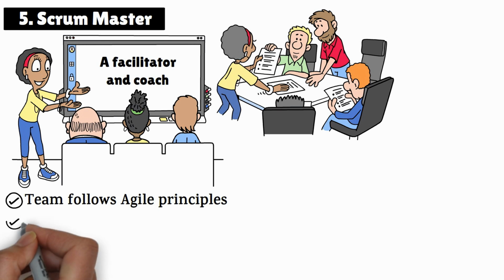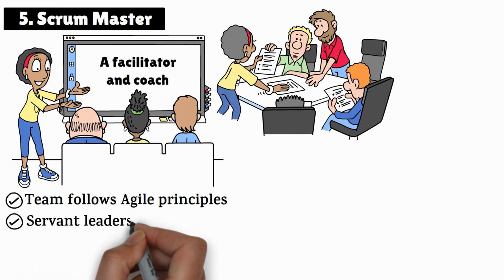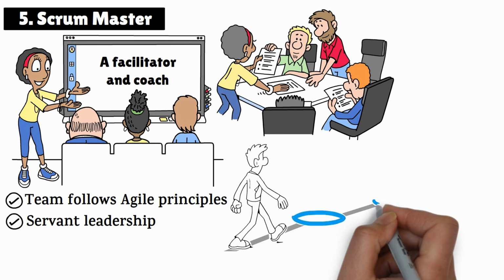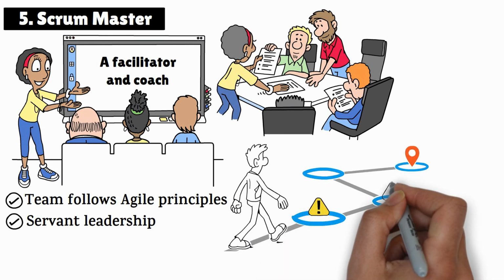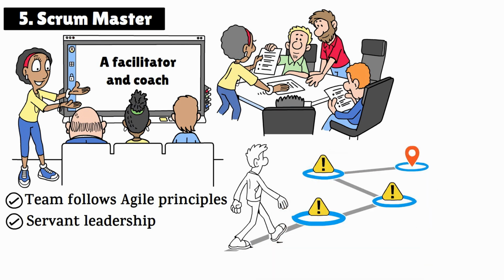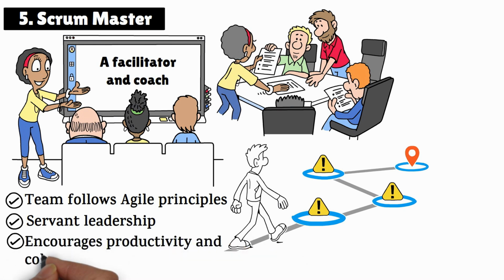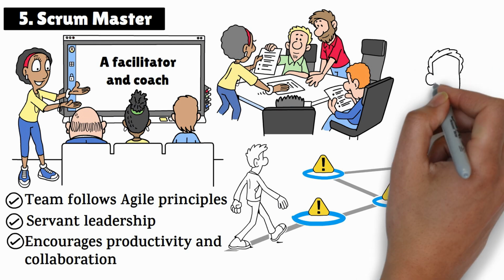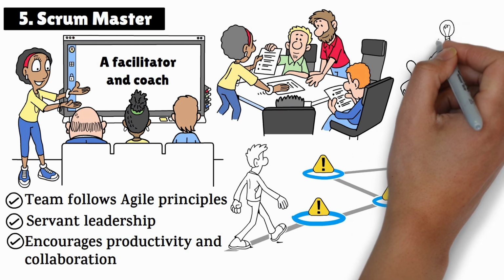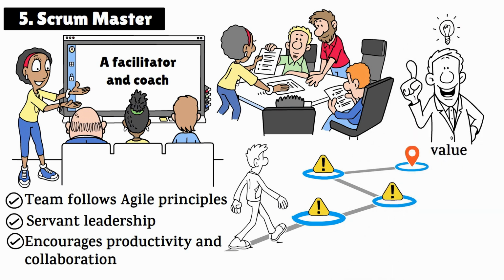This role involves what's called servant leadership, where the Scrum Master supports the team and actively helps remove any roadblocks that might prevent them from getting work done. By creating an environment that encourages productivity and collaboration, the Scrum Master empowers the team to focus on delivering value.